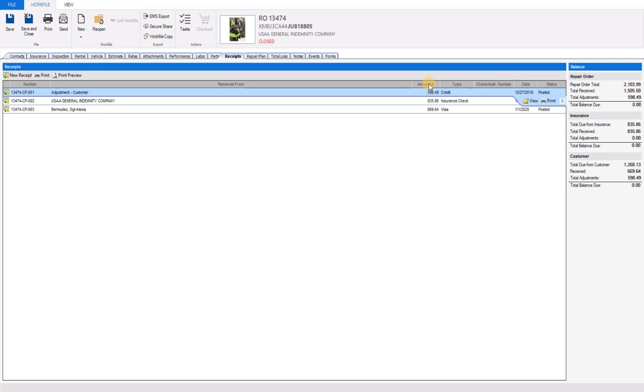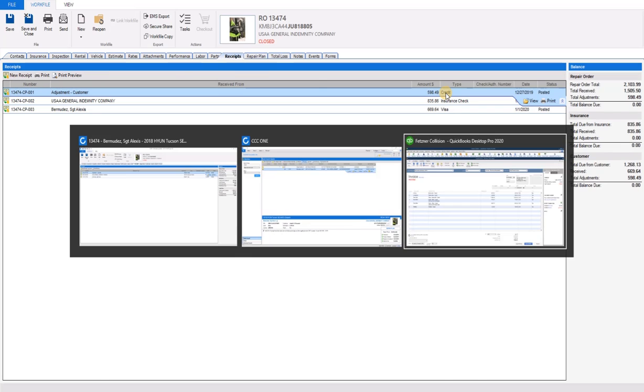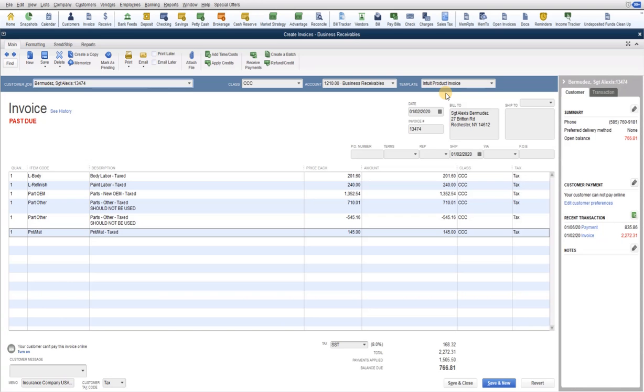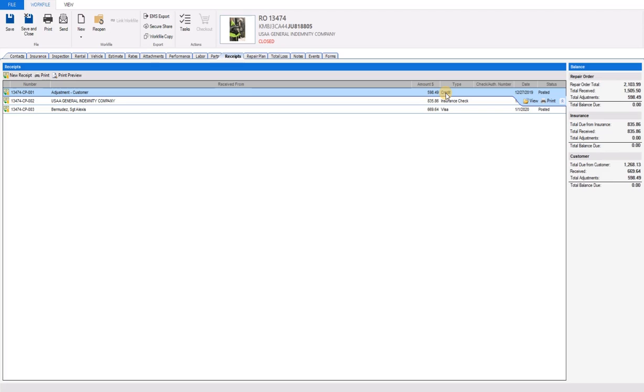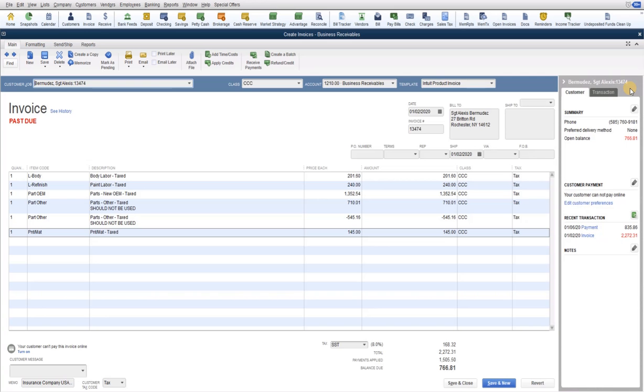But as you'll notice, it only shows that it was $598.49, and QuickBooks shows that there's a balance due of $766.81. So there's something else that's causing this mismatch. So when we go back over here and I look at it, this says the repair order total is only $2103, and this one says that it's $2272.